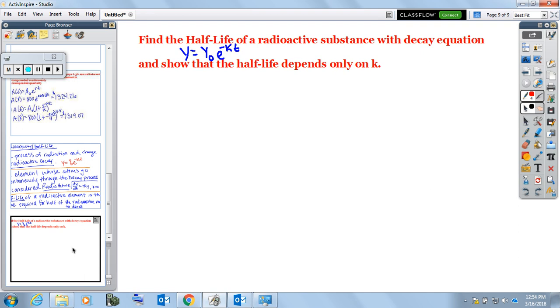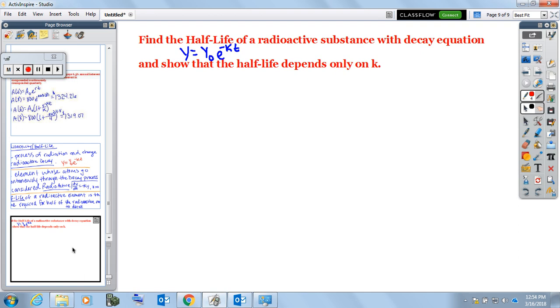So it says: find the half-life of a radioactive substance with decay equation y equals y naught times e to the negative k times t, and show that the half-life depends only on k. Interesting little part in there as well. All right, let's really start to think about what this is. Remember, the half-life is the time that it takes for half of the radioactive matter to actually decay.